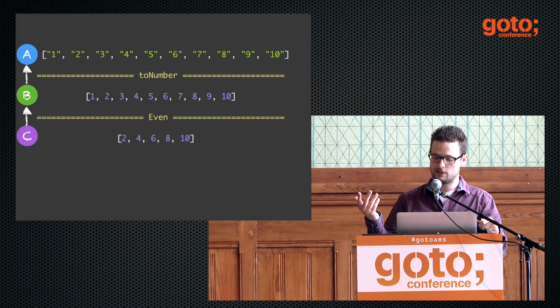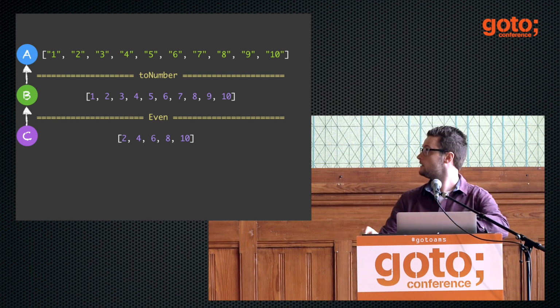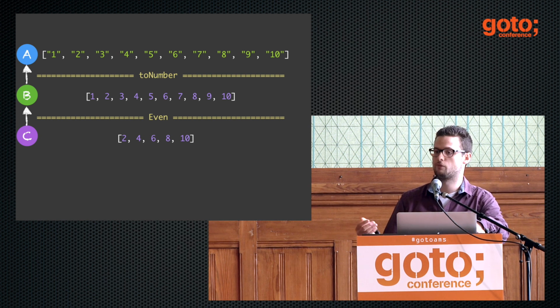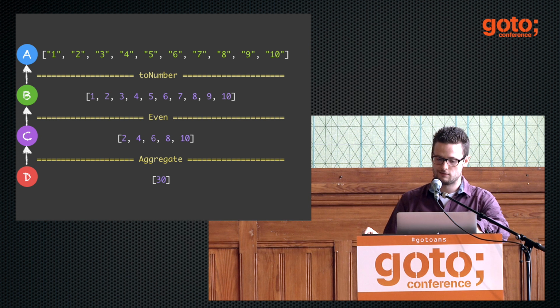So we can do more operations. We can, for example, do an even operation, which filters the set to only include the even numbers. And again, it's reactive. So if A changes, B will get updated. If B gets updated, C will get updated. And we can do one final operation called aggregate, which counts up the even numbers in this case.